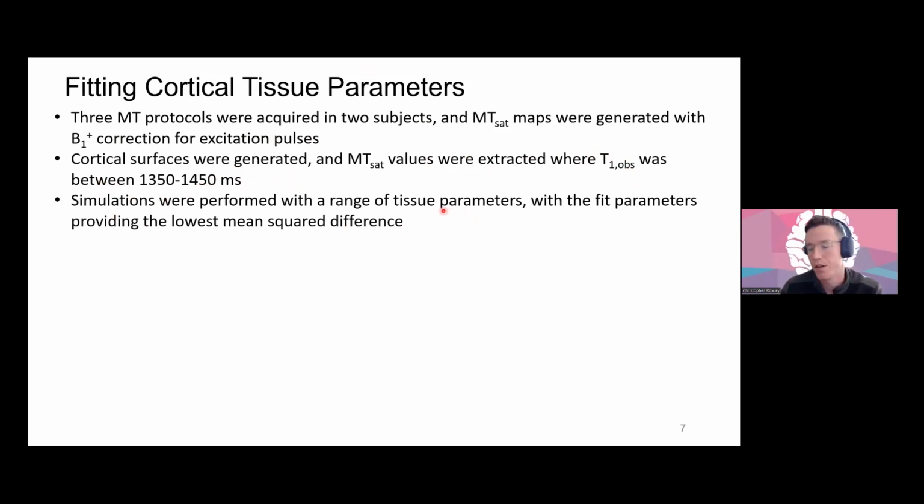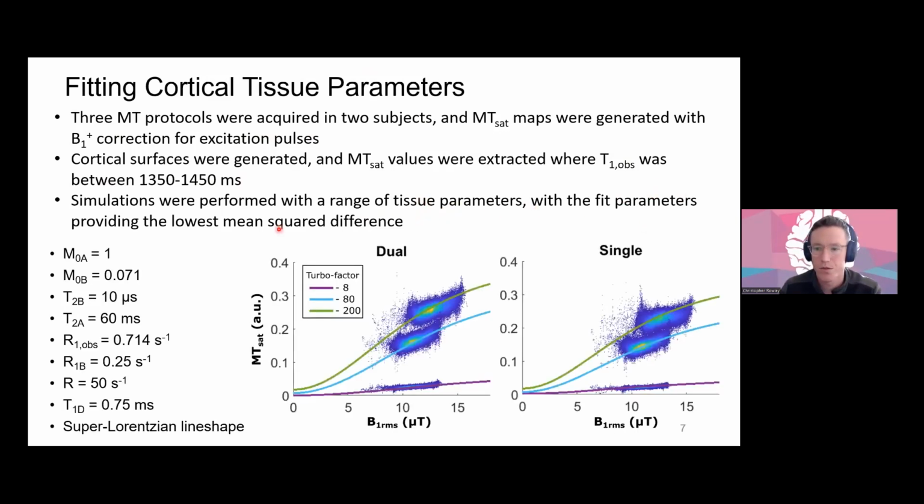And then we went with the fit parameters that had the lowest mean squared difference. So what this looked like from the data, this is the subjects pooled. The single includes the average of the positive and the negative offset frequency images. We do have good correspondence with our fit parameters and our MT-SAT data at both the dual and the single offset frequencies. Of note of the parameters, the T2A didn't have a huge impact on the fit quality, so I wouldn't read into this parameter too much.